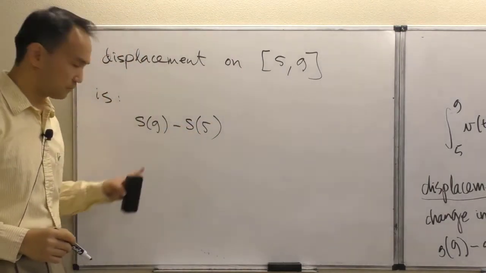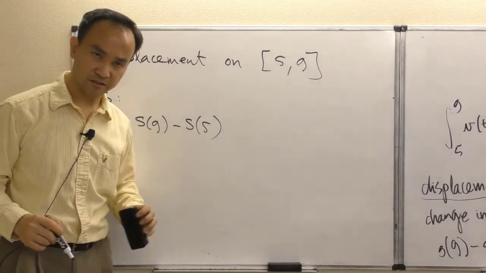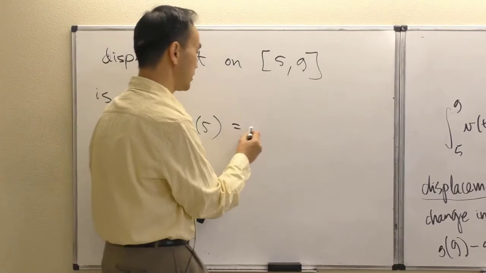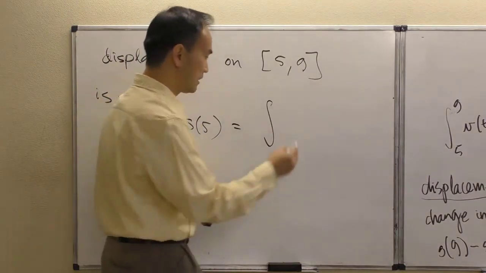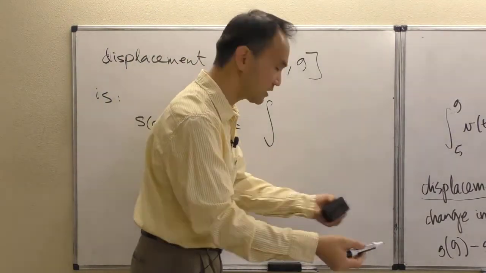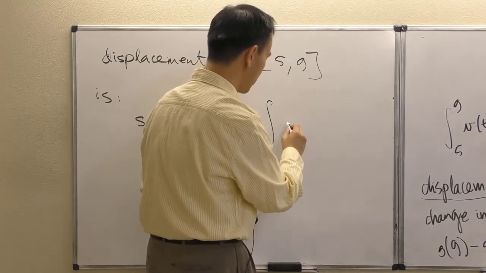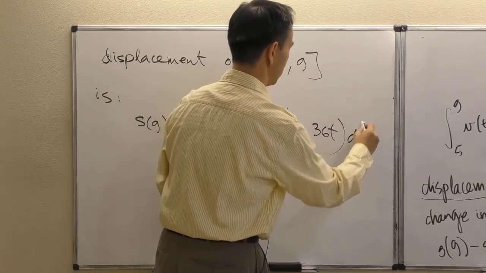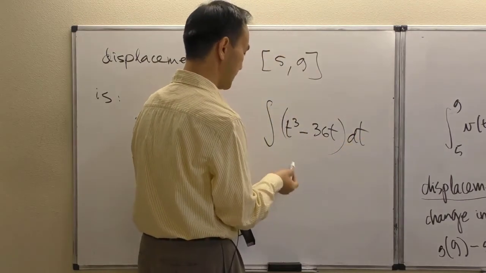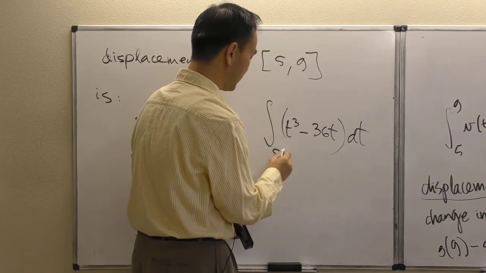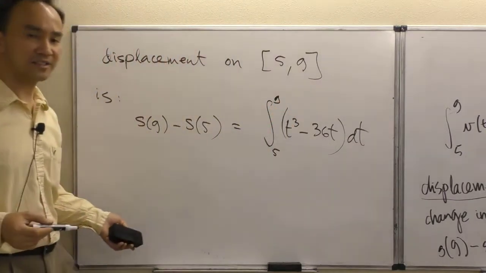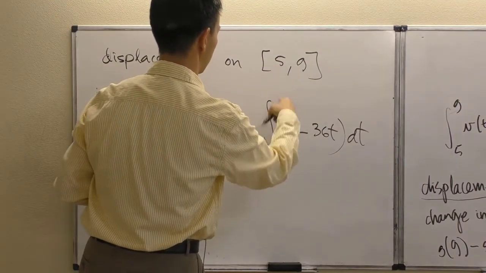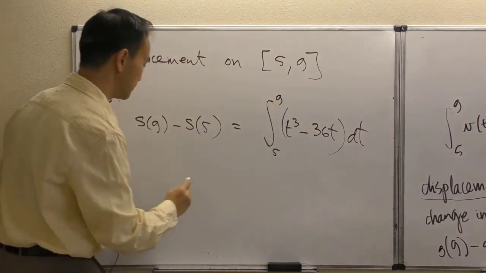Now we realize that after learning about the net change theorem, this is a net change of position, and so all we do is simply take the definite integral of our known velocity function. In this case, we're looking at the integral of t cubed minus 36t dt, taking that definite integral from 5 to 9. The math will come out easy.